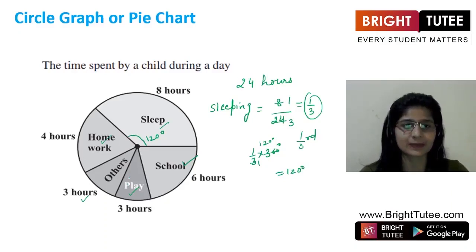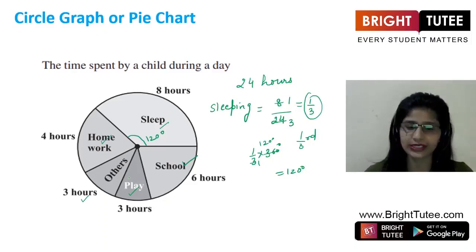So we can express it in terms of angles. We can express it as a percentage. We can express it as a fraction. So this is giving us data in fraction form, in percentage, and in terms of angle also. So that is what a circle graph and pie chart is, right? Let us take one more example.